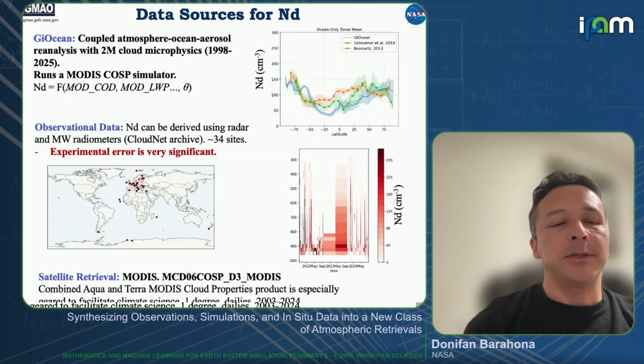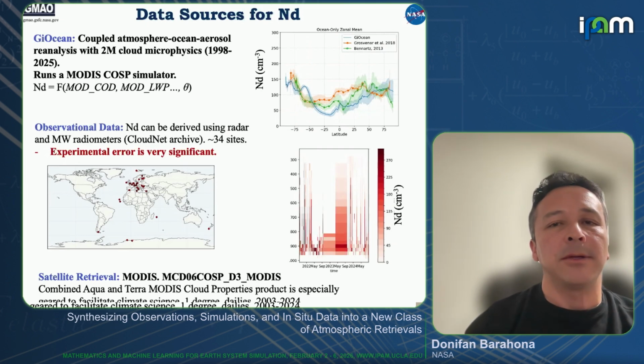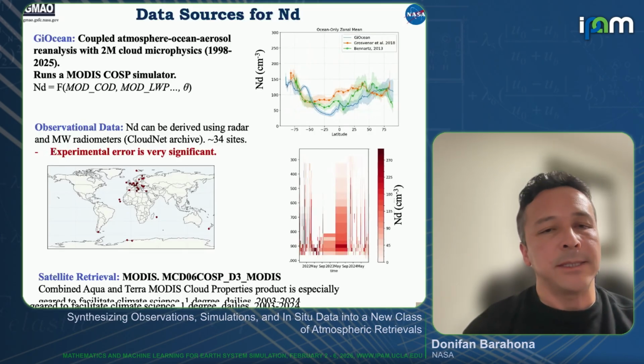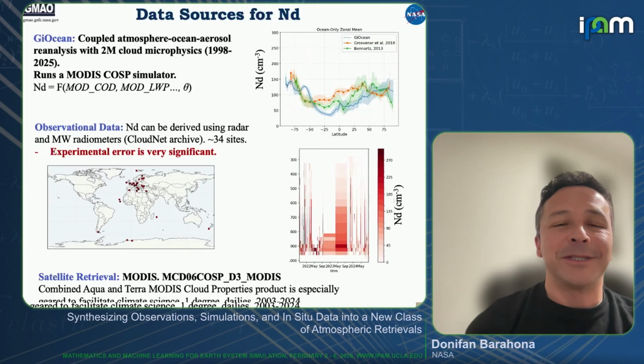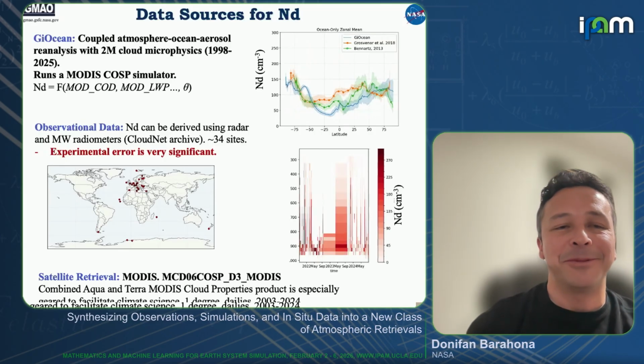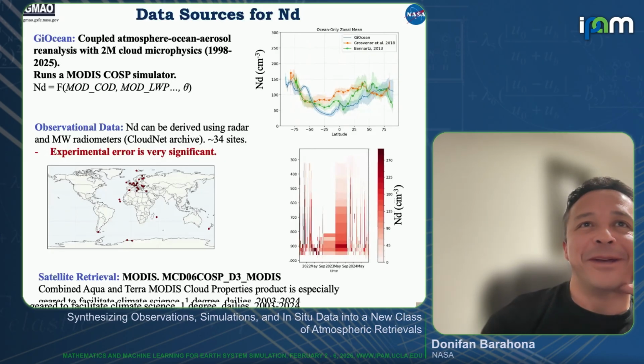So we want to tackle this problem. What data do we have? Well, as I mentioned, we have our new GI Ocean reanalysis, which is a coupled atmosphere-ocean-aerosol reanalysis that has two-moment microphysics. So it has explicit aerosol cloud interactions, and it's actually one of the first of its kind. Probably not going to last as the first of its kind, because I just read yesterday that ERA6 is coming with aerosol cloud interactions. So we enjoy our top spot for now, probably a few weeks.